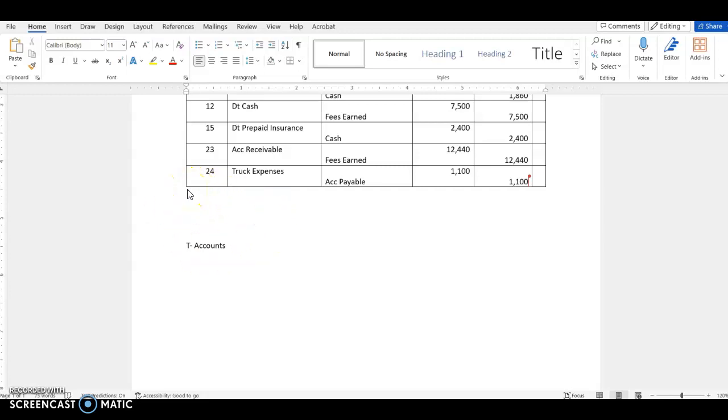Before I proceed, there are several transactions on the 29th and 30th on the utilities. I want you to complete your own. So this basically guides you on how to prepare the journal entries and the T accounts. Now I'm going to start with the T accounts.